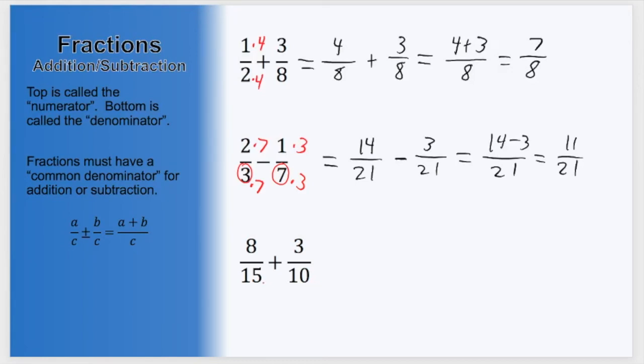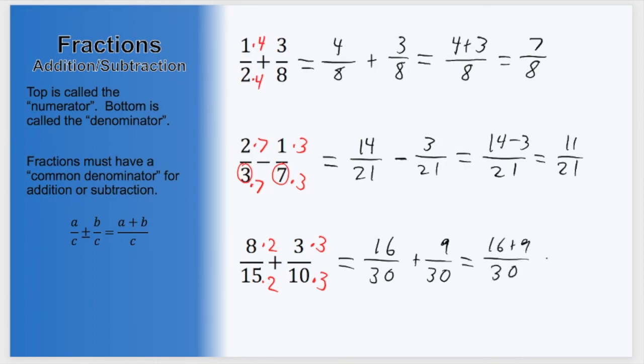To get to 30 from the 15, it must be multiplied by 2, and we have to do the same to the top. Meanwhile, in the second fraction, to get to 30 from 10, it has to be multiplied by 3, which means we also have to multiply the top by 3. Doing all the multiplication will give us 16 over 30, plus 3 times 3 is 9 over 30. And adding these together, we just get 16 plus 9 on top, 30 on the bottom, which is going to give 25 over 30.